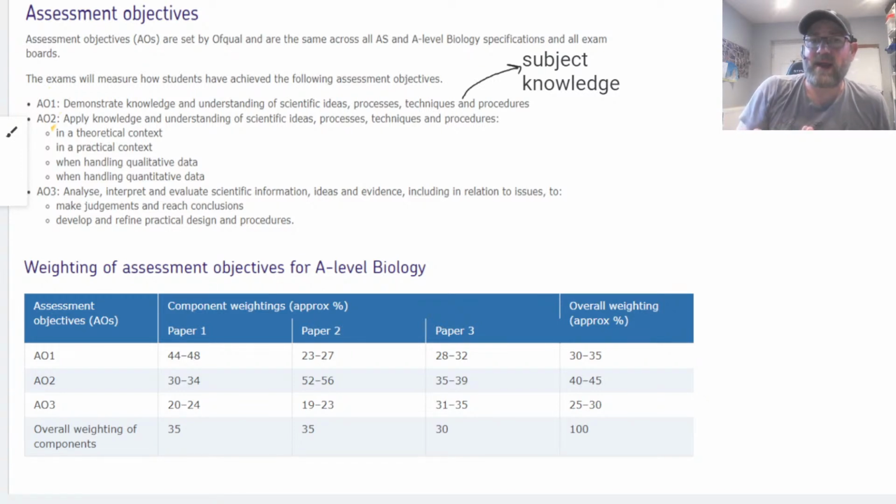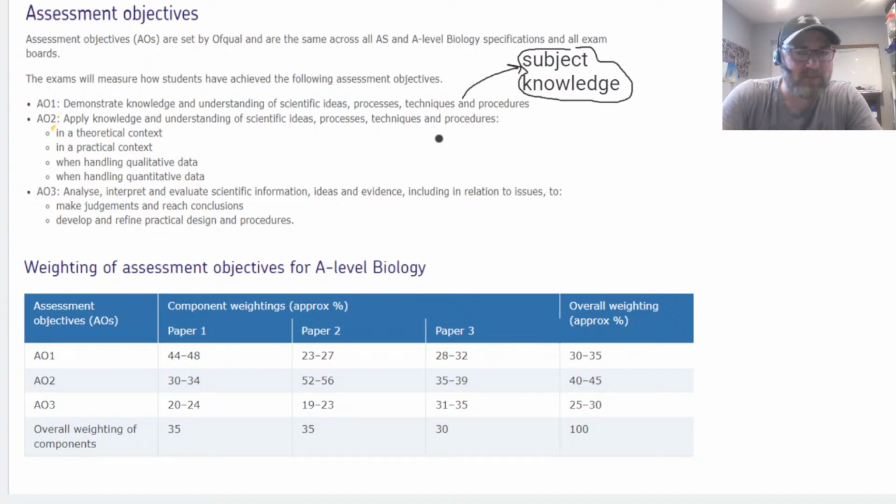Now, why do the government have to regulate it? Well, I could start a company and produce an A-level which was just pure content. You didn't have to do any lateral thinking, any reading of graphs, any concluding, evaluating, or justifying. So essentially, in order to make sure that the students that leave A-level who are going on to become doctors or going to work in the field in biology or work for pharmaceutical companies are all skilled, they need to ensure that each A-level covers these different skill sets, these different assessment objectives. I would say that AO1 is subject knowledge. The way they say it is to demonstrate knowledge and understanding of scientific ideas, processes, techniques, and procedures.